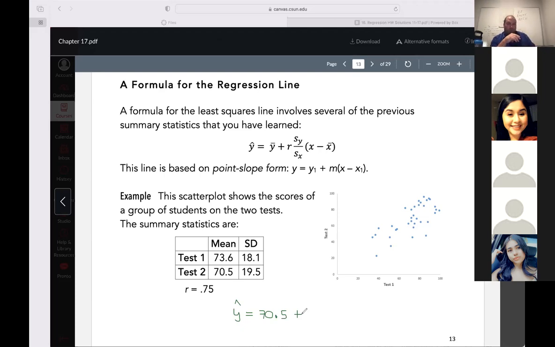What's the slope? We have R, SY, and SX. We can just plug it all in. Whatever, 0.808 times X minus X bar, which is 73.6.